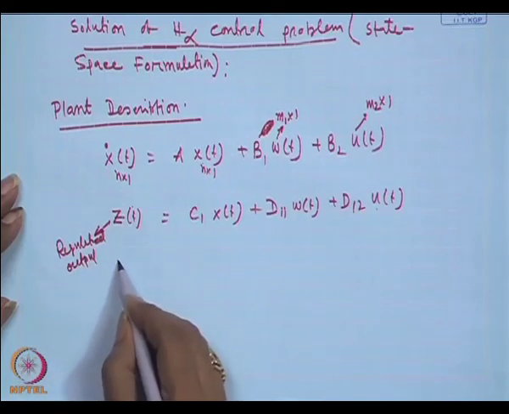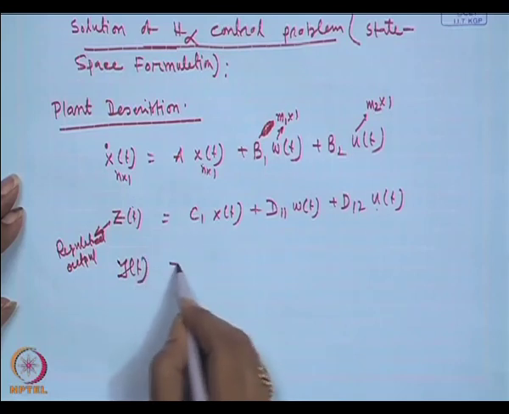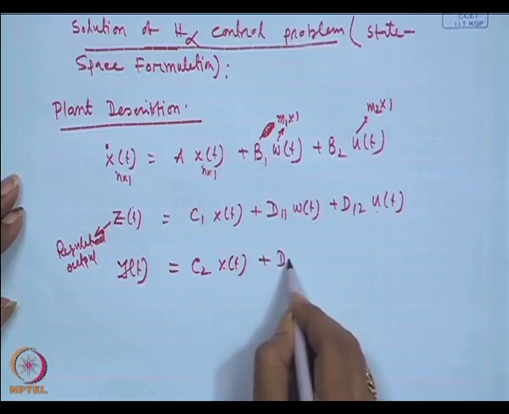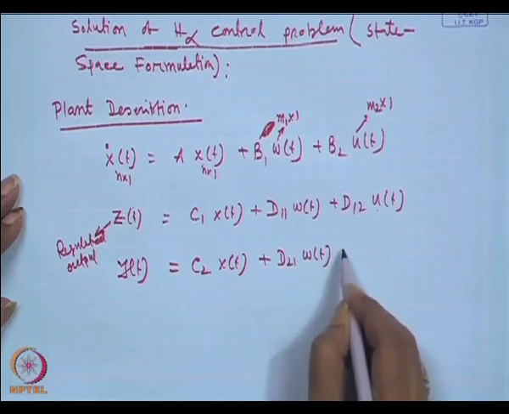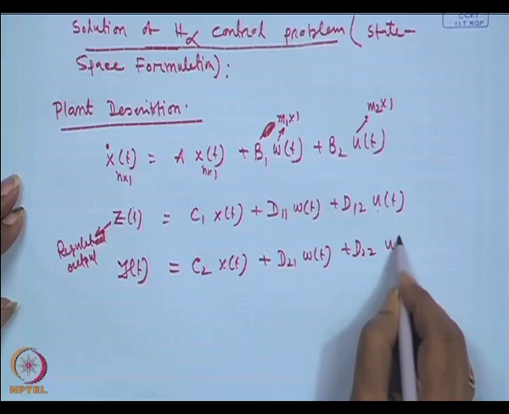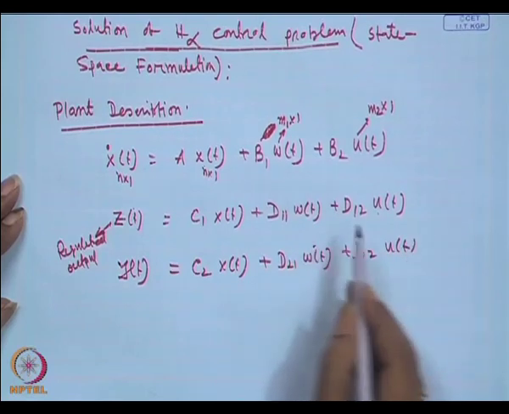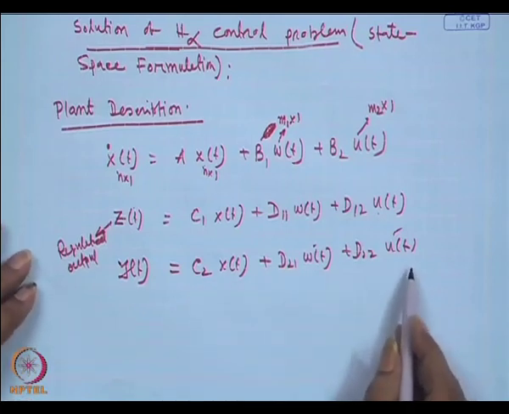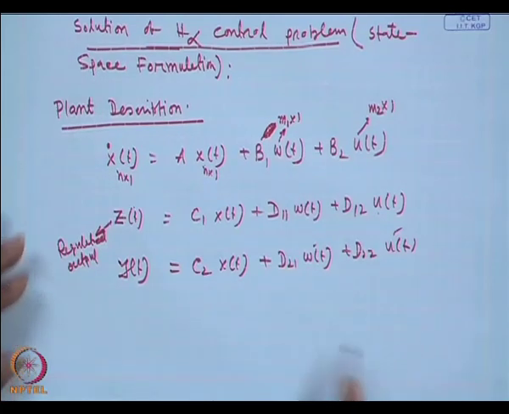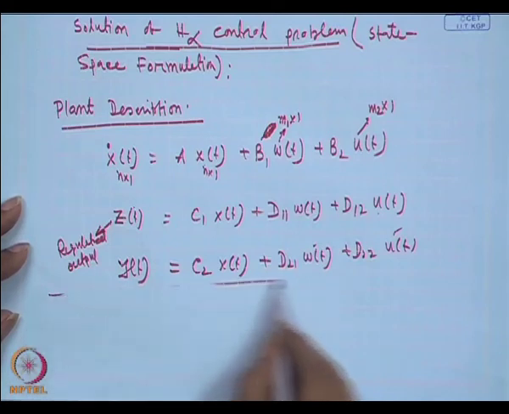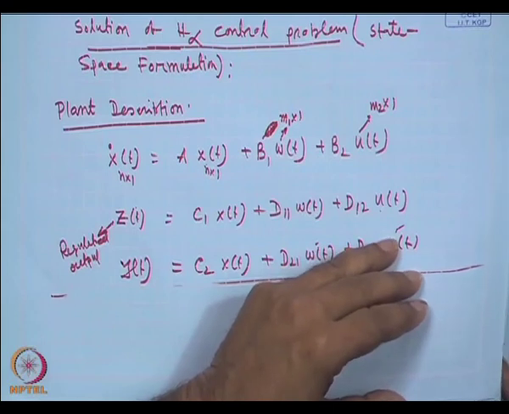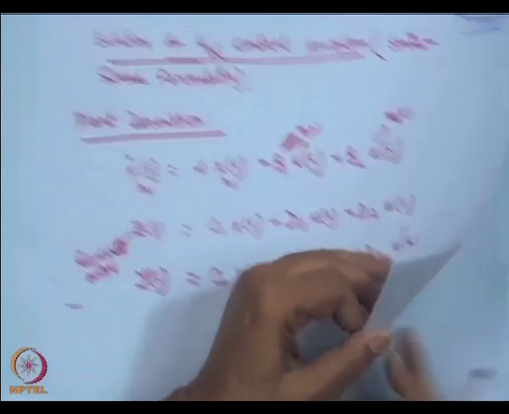Next is our measured output, C 2 x of t plus D 2 1 W of t plus D 2 2 U of t. Once you know the dimensions of W, U and x, I know the dimensions of C 2, D 2 1, D 2 2. And if you recollect our earlier discussion, how to describe that in compact notation from state space to transfer function model.